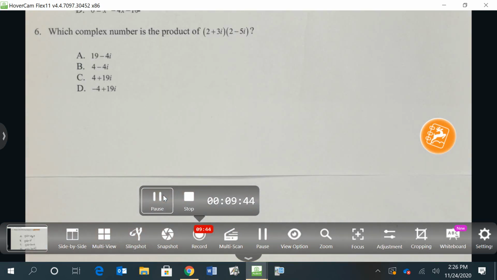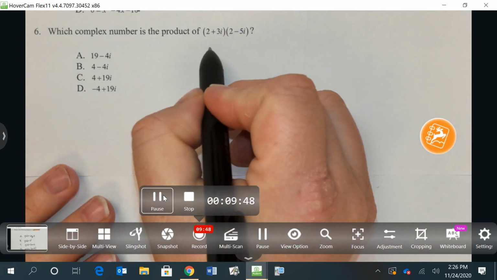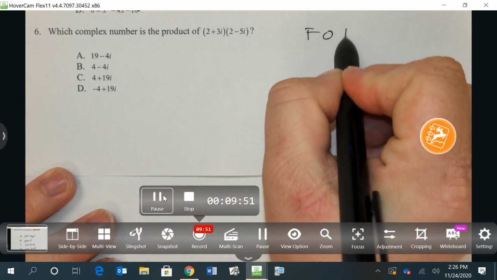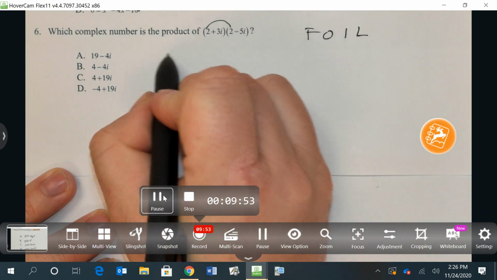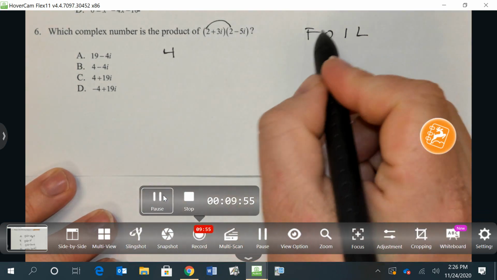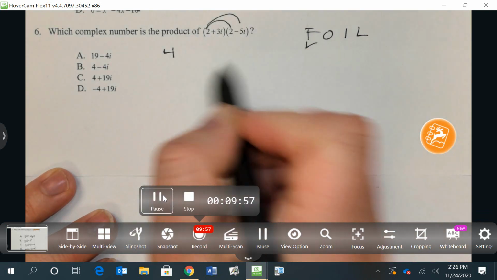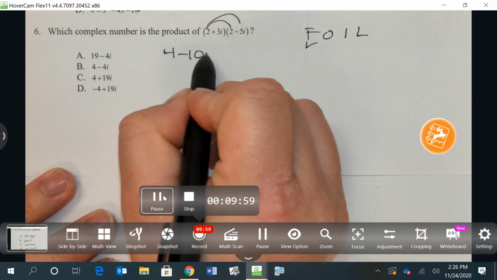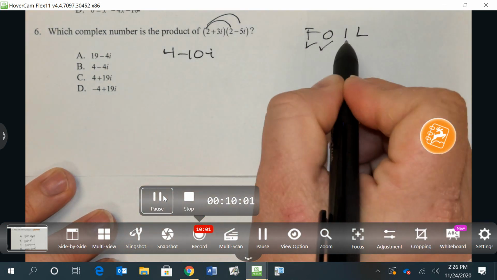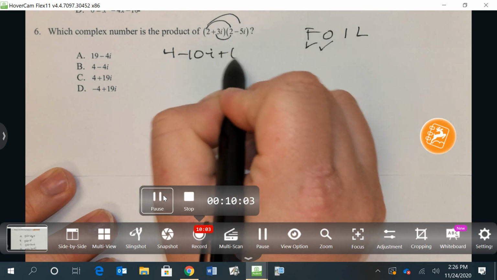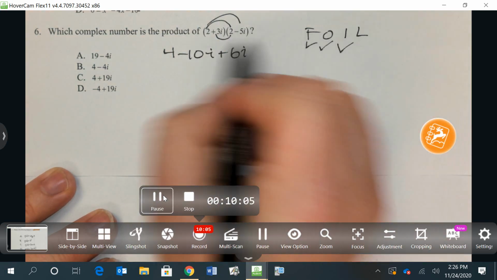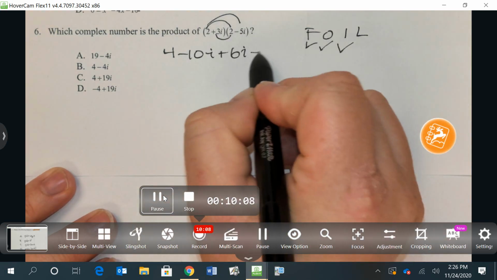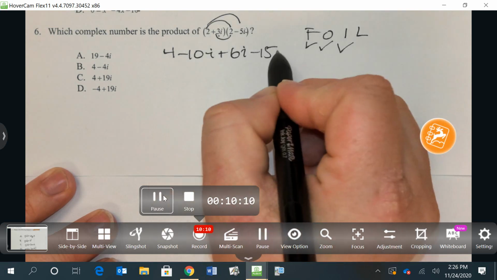Which complex number is the product of this? So I'm going to do FOIL: front, outside, inside, last. Multiplying the fronts, 2 times 2 is 4. Multiplying the outsides, 2 times -5 is -10, attach an i. Now the insides, 3 times 2 is 6, attach an i. And finally, 3 times -5 is -15, and you have 2 i's.